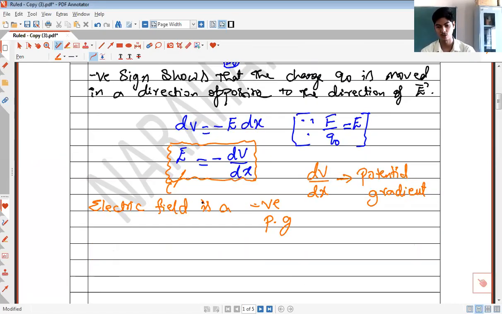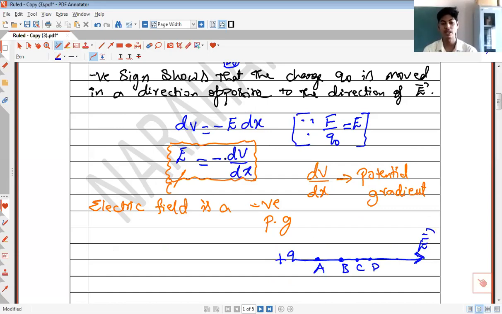What does it mean? Try to understand its meaning. Suppose we have a source charge here. Here is point A, here is point B, here is point C, this is point D. This is a positive source charge, so this will be the direction of the electric field. Due to a positive source charge, electric field must be radially outward.